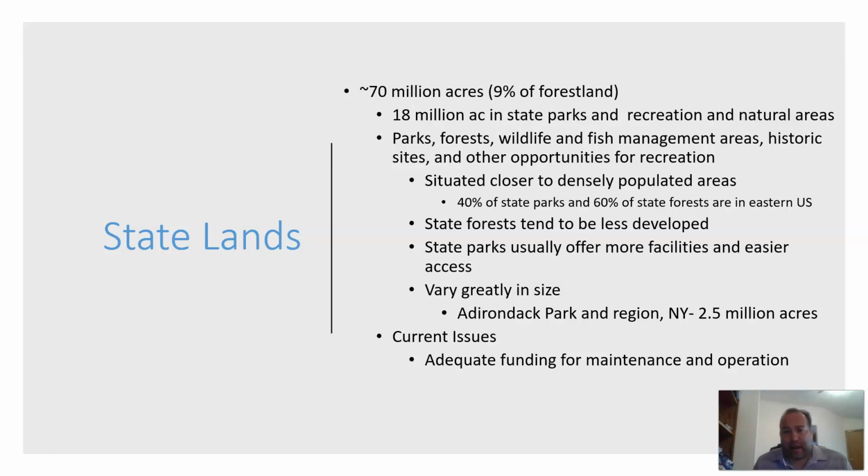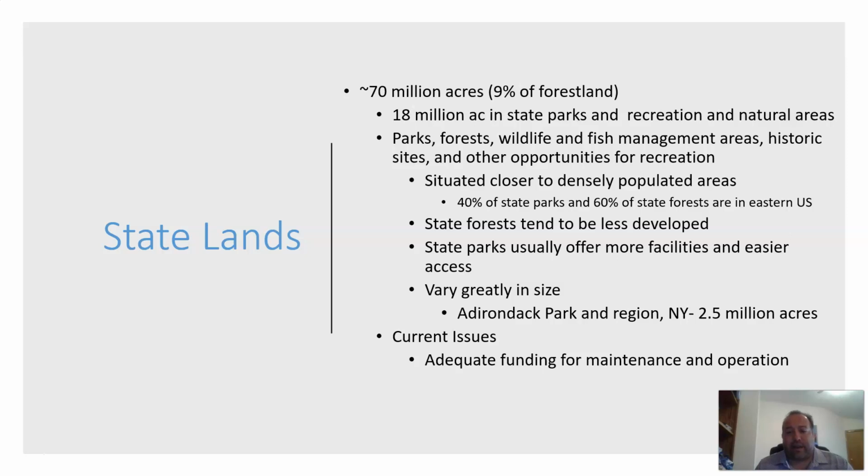So state lands, there's around 70 million acres, so that's 9% of the forest land in the U.S. There's about 18 million acres in state parks and recreation and natural areas. Different types of uses that you get for state lands: you'll have parks, forests, wildlife and fish management areas, historic sites, and other ones as well. One of my favorites is when I go and visit my niece and nephews up in Northern California, and there's some state historic sites that we like to go hiking around.